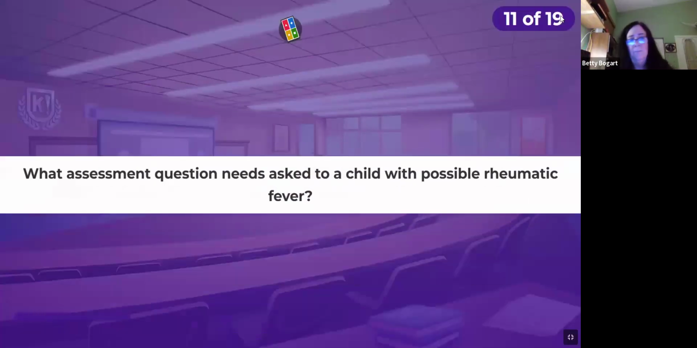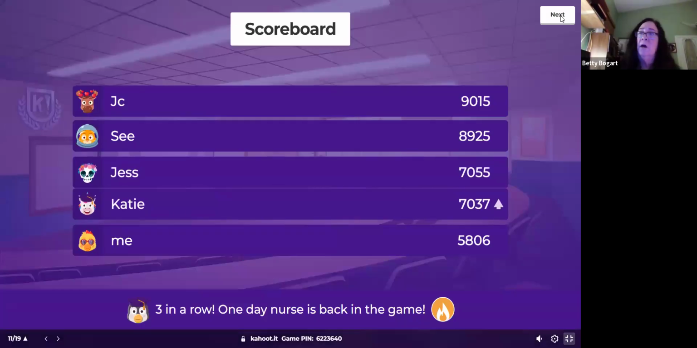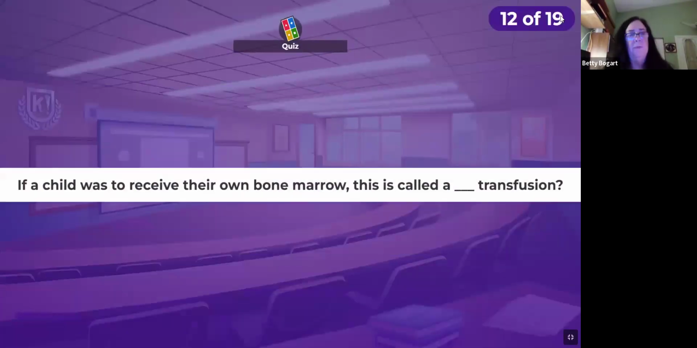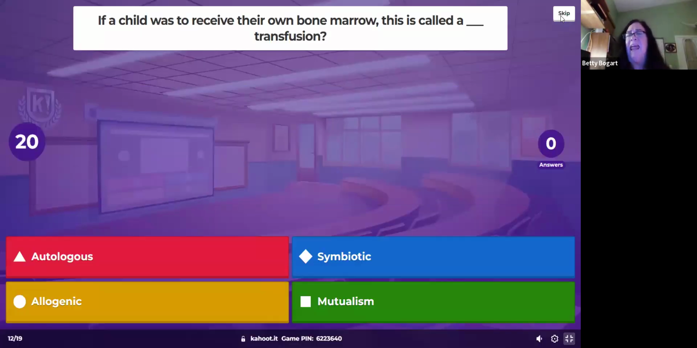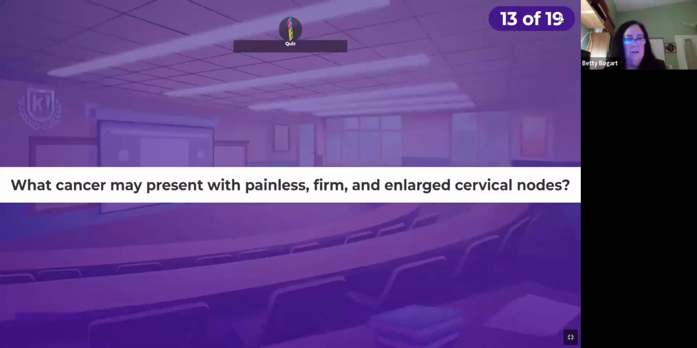Again, distraction. What assessment question needs to be asked to a child with possible rheumatic fever? So we know it's all about strep. A child was to receive their own bone marrow. This is called a blank transfusion. Again, automatically me, mine, I'm the best. Good job. You like my jingle wingles.